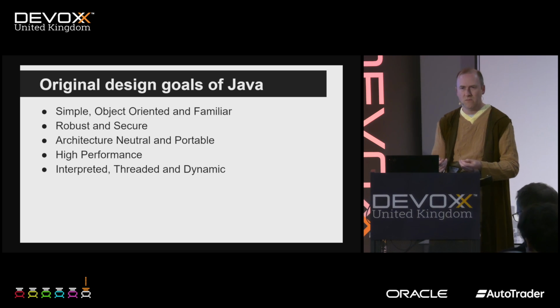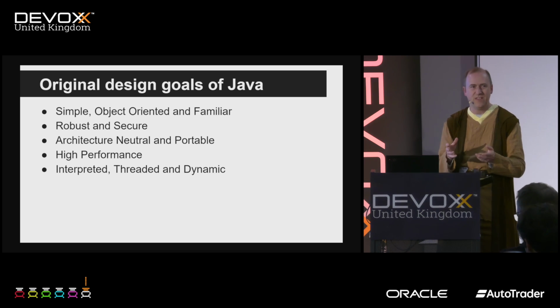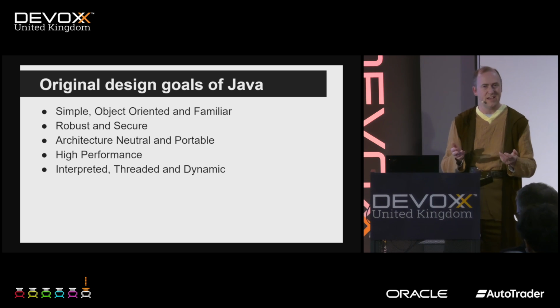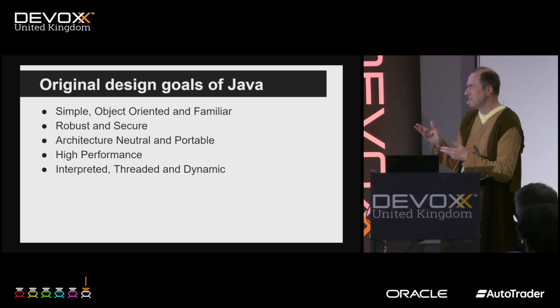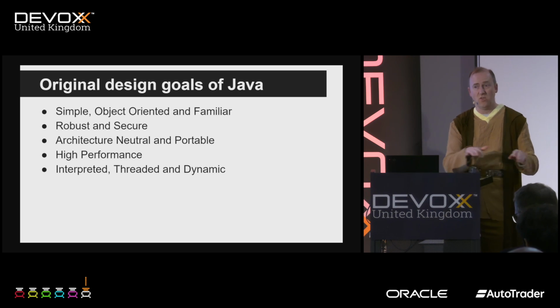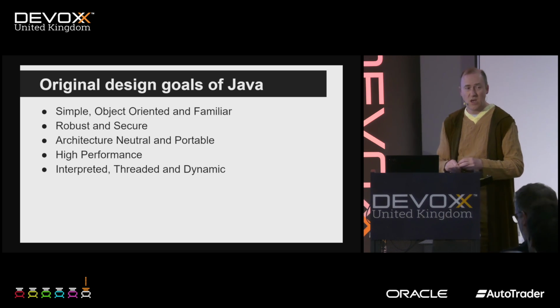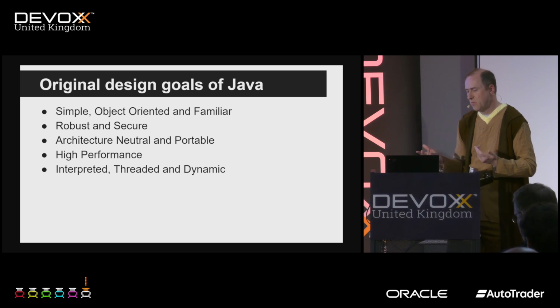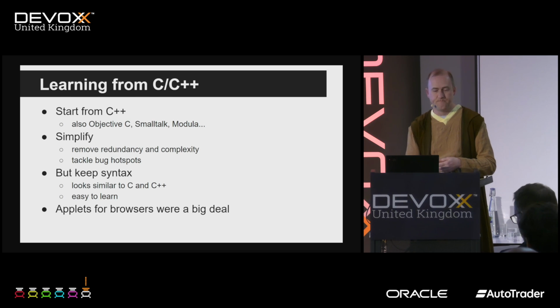Robust and secure. So it was kind of designed for the Internet of Things before there was an Internet of Things. So some of these principles mattered there. Architecture neutral, you wanted to be able to run on all sorts of different platforms. High performance, that's kind of always a thing in languages, but interpreted and with threads.